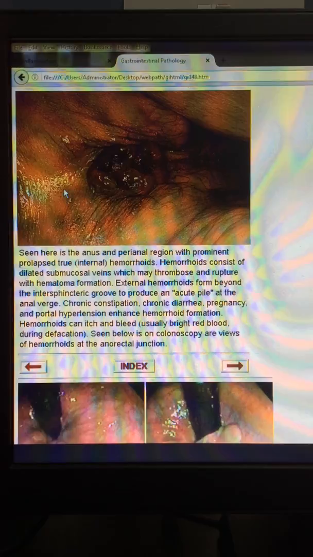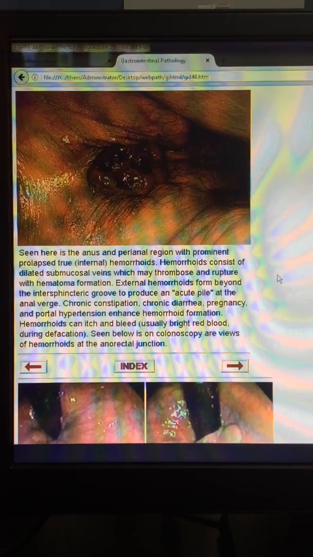This picture represents hemorrhoids. This patient has perianal hemorrhoids here. It is an internal hemorrhoid but gets prolapsed through the anal verge onto the outer surface of the anus. Hemorrhoids are formed of dilated submucosal anal veins, which might get thrombosed if prolapsed out of the anal verge.